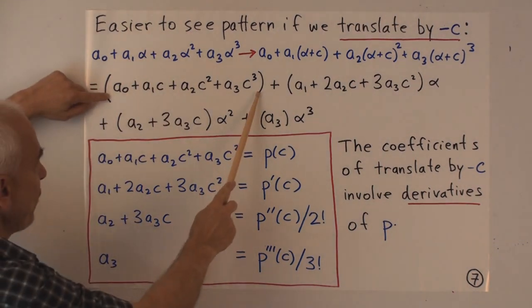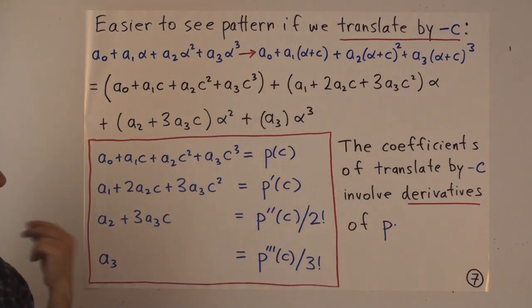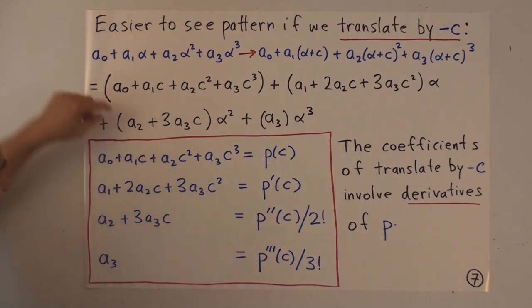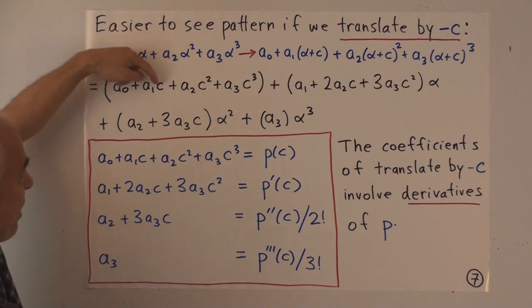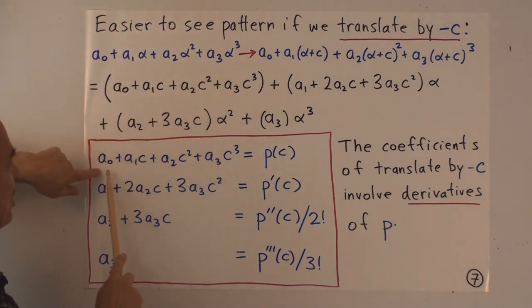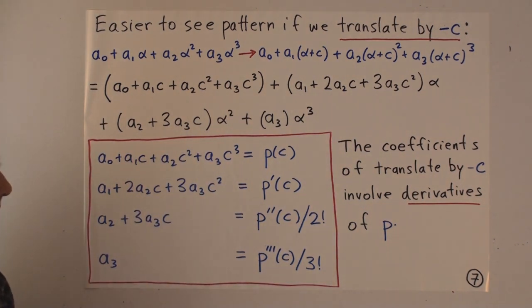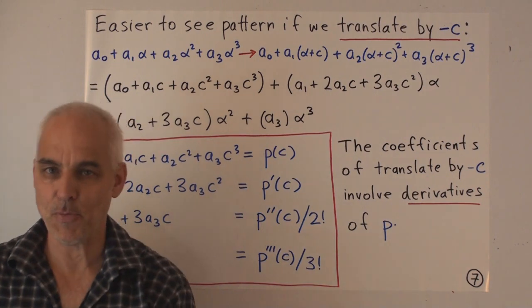So this first one, I've rewritten it there. We see what that is in terms of the original polynomial, called the original polynomial P. That's exactly the same as the polynomial, except that the alpha has been replaced by C. So this is just P of C. Now what about this one? This is rather interesting. What is this polynomial?